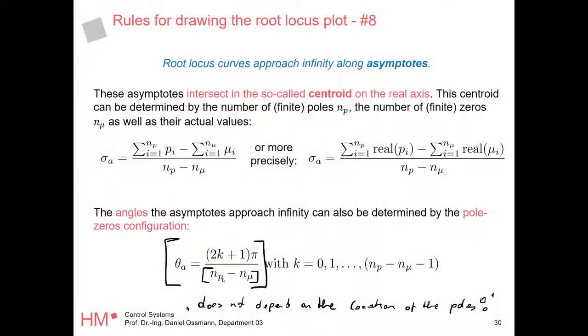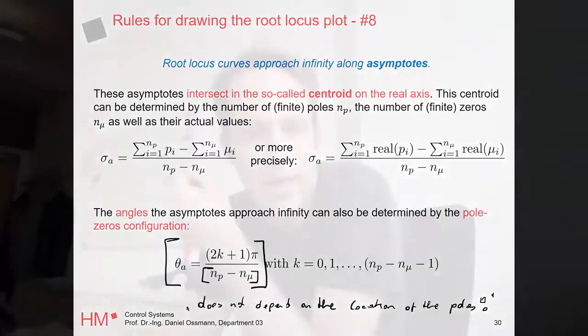So if you have np minus n mu equal 1, this is going to be 180 degrees. If this is going to be 2, it's going to be 90 degrees. If it's going to be 3, it's going to be 60 degrees, I think. Yeah. If it's going to be 4, it's going to be 45. And this is always going to be the same. And as I promised you, we're going to do, I don't know, 10 examples. And after that, you will know that you don't have that many options for how the asymptotes look.